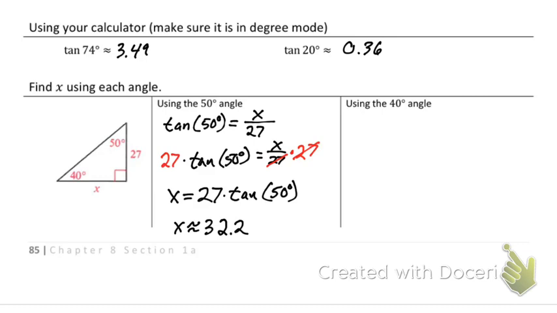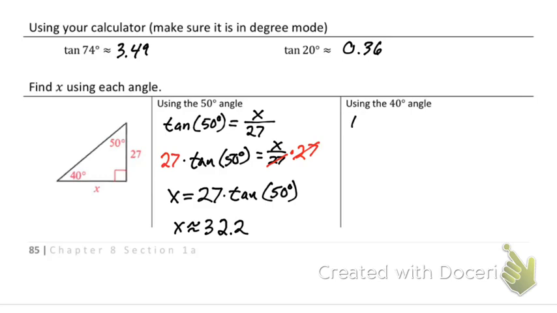Did anyone not get 32.2? So you have to hit, did you do 27 times 50? Now hit the tangent button. Now hit enter. There you go. That's nice. All right.